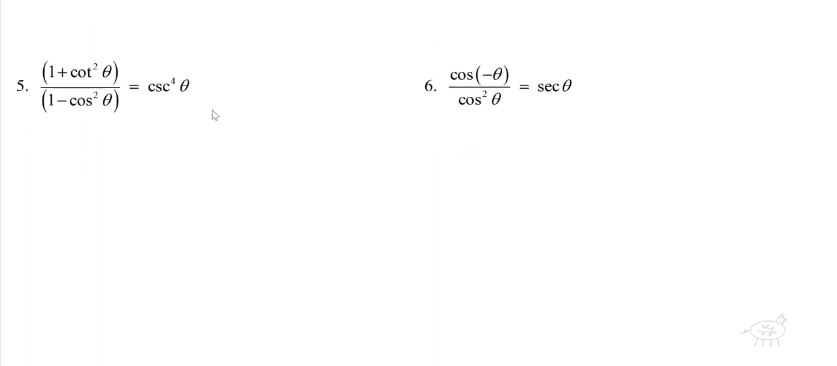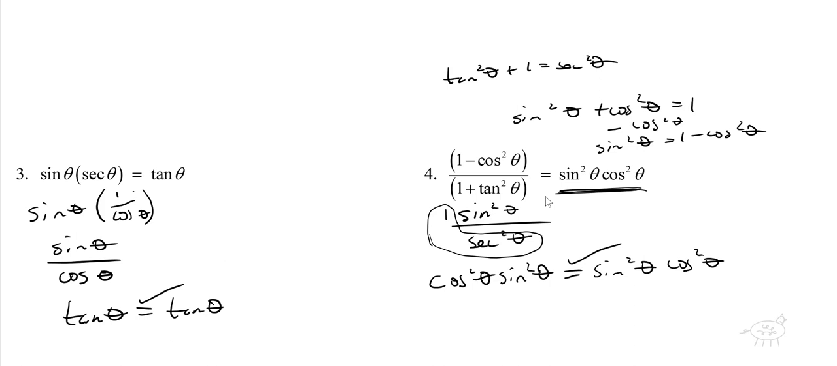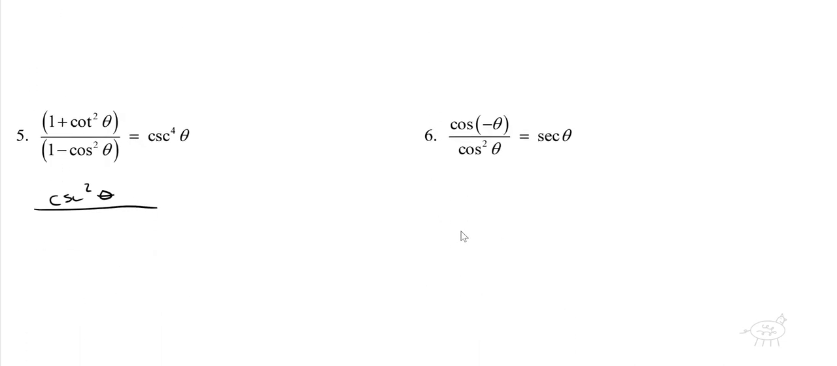Oh, more Pythagorean identities. So do you guys agree 1 plus cotangent squared of theta is cosecant squared of theta? All right, that's cool. And what's 1 minus cosine? Well, didn't we already do that one? 1 minus cosine? Yeah, that was number 4. See that? Right here. 1 minus cosine squared of theta, sine squared. So let's put that in there. Sine squared of theta. All right, that was kind of nice. But again, keep your eye on what I want. I want cosecant to the fourth of theta. So remember, 1 over sine squared of theta is cosecant squared of theta.